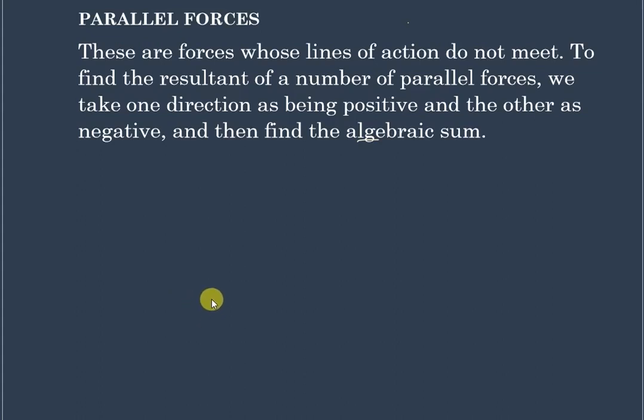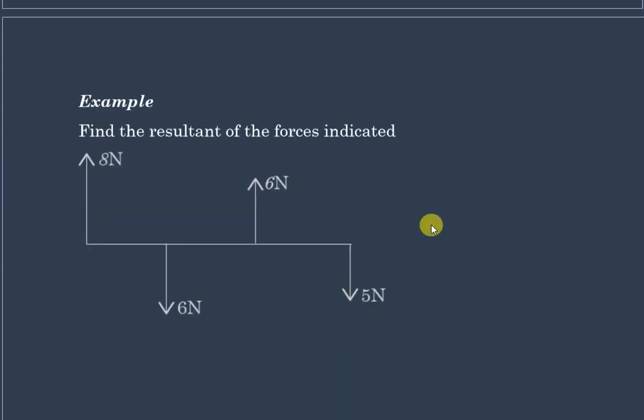And the algebraic summation, I have already talked about it, where one direction must be positive and the other one negative. We have this particular example here. If we want to get the resultant of these forces, we can take the upward forces to be positive and the downward forces to be negative. So we get the sum of those forces, and particularly not just the sum, but the algebraic sum.